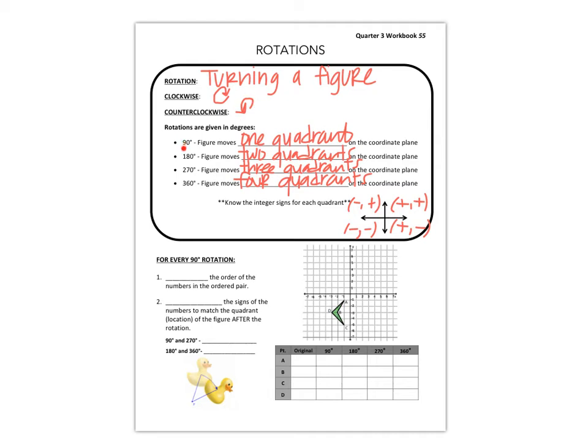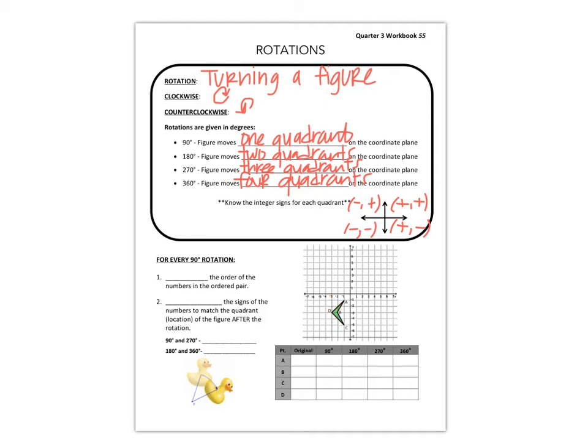So if they ask you to move 90 degrees, you want to go 1 quadrant, 180 is 2, 270 is 3, and 360 is 4. Don't forget the signs of the different quadrants. Big thing with this lesson, make sure that you pay attention to clockwise or counterclockwise.